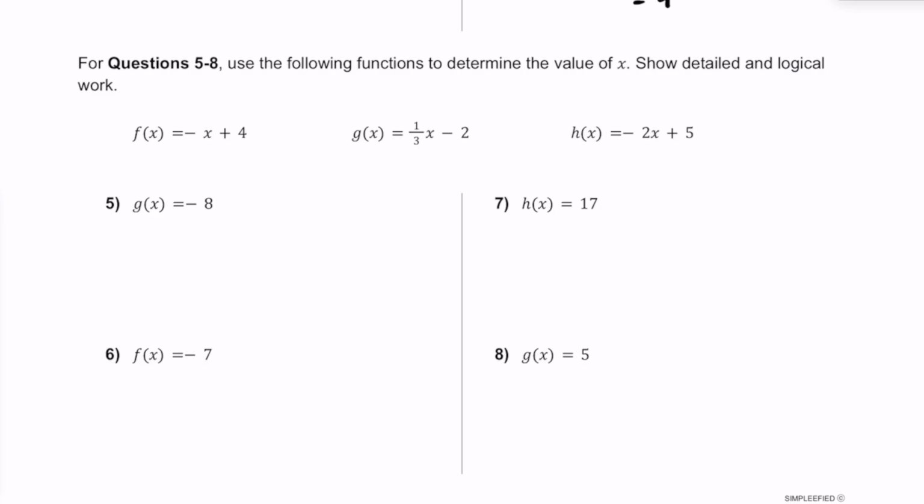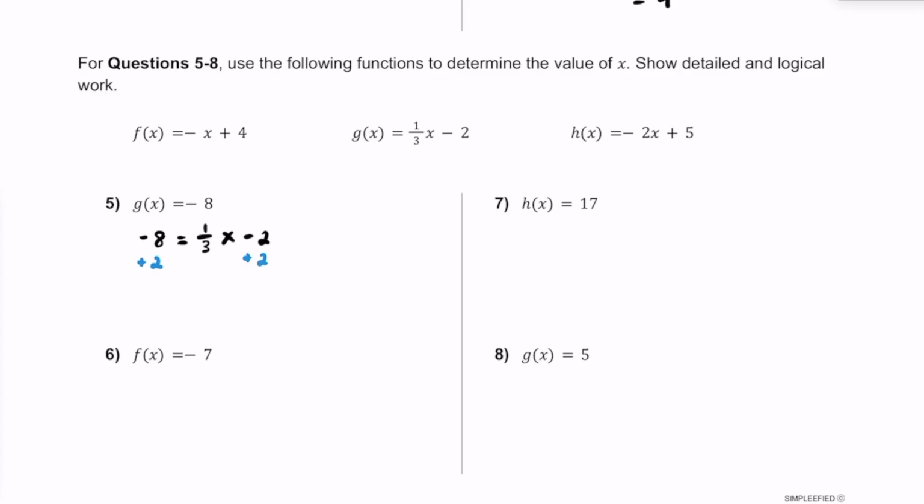All right, so for number 5, we have g of x, that's equal to -8. Notice that we have a few different functions here, but we're going to be using this g of x function for number 5 specifically. So if g of x is equal to -8, let's change g of x and substitute in -8 there. So I'm going to say this is going to be -8 is equal to, and then we have 1/3 of x minus 2. Now let's solve this using just two-step equations here, right?